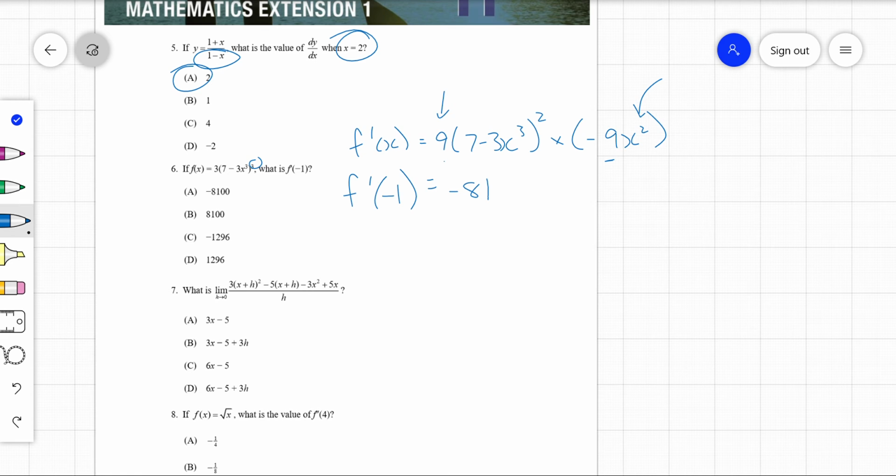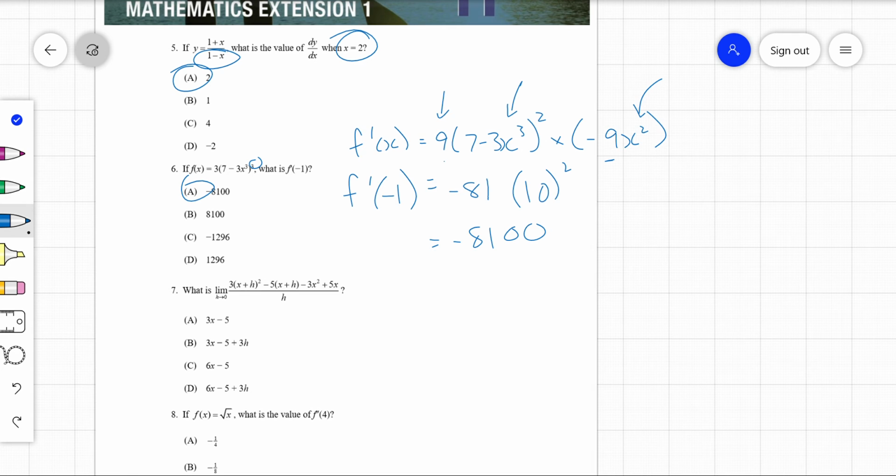And then inside, you can say I've got 7 minus, remember, a negative 1 cubed is a negative. So I've got actually 7 plus 3 there. So that's just a 10 squared again. Don't need a calculator for this one. So minus 81 times 100 is minus 8100. So A. All right, for 7, we're looking at the limit.